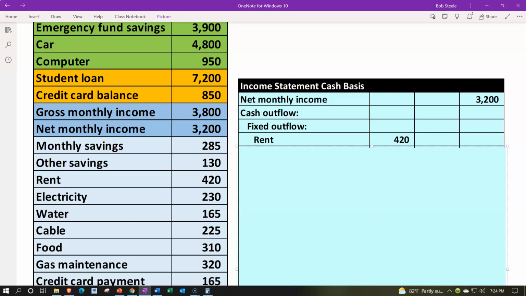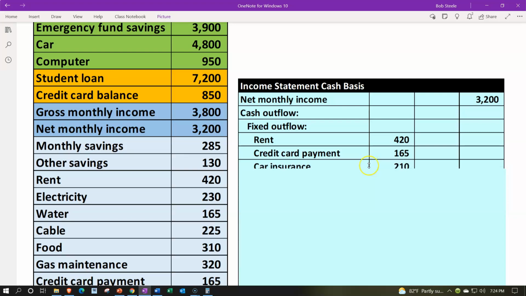So that's another way that you might format your income statement so that you can budget more easily, focusing in on those things that you have control over. So we have the fixed outflows. That's going to be the $420 at the rent. We would expect that to be the same each time period. We've got the credit card payment. That's going to be the $165.